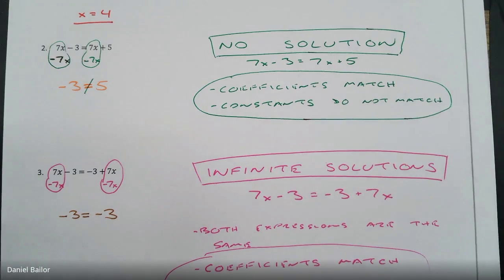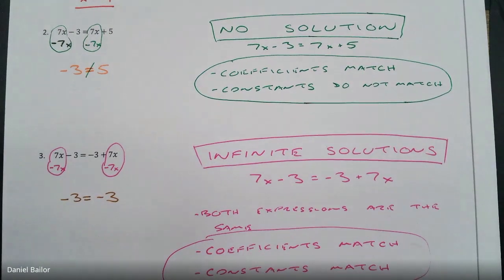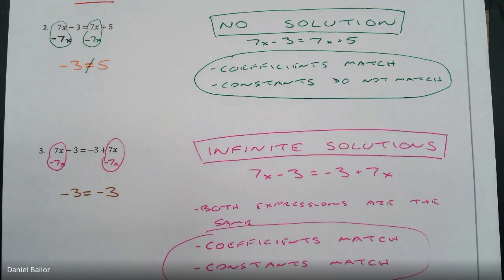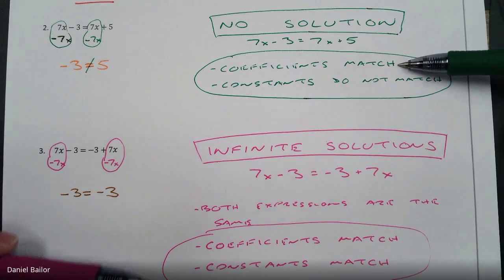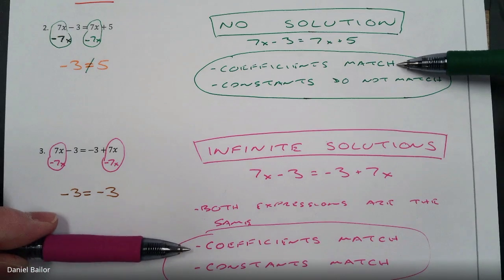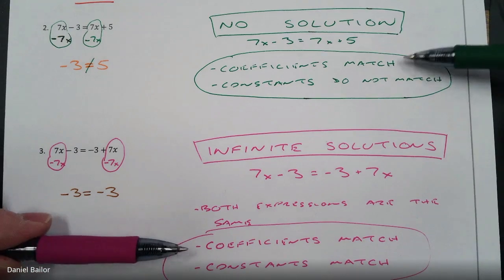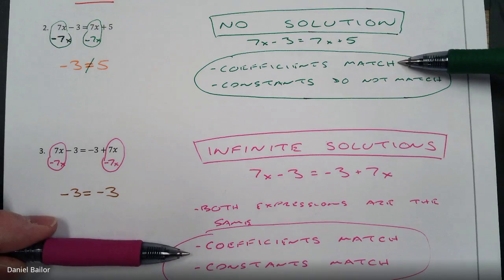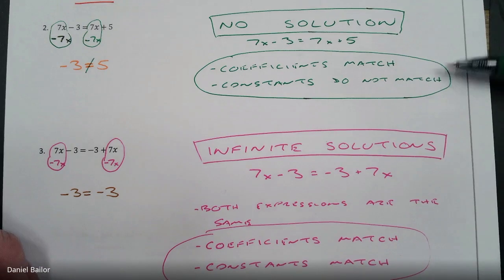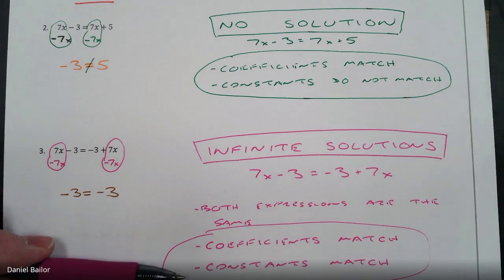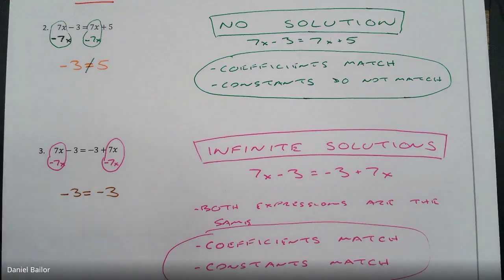So that's the difference between infinite solution and no solution. If you look, in no solution, the coefficients match, and in infinite solution, coefficients match. So when the coefficients match, it's one of these. And then we have to look at constants. Well, if the constants do not match, it's a no solution. But if the constants match, it is infinite solutions. So that's how we can know how many solutions there are just by looking.